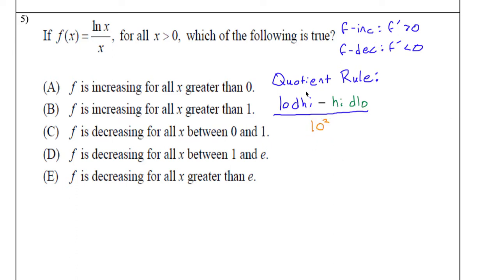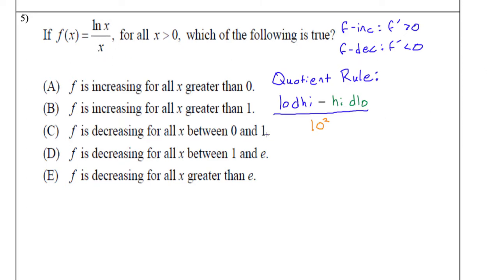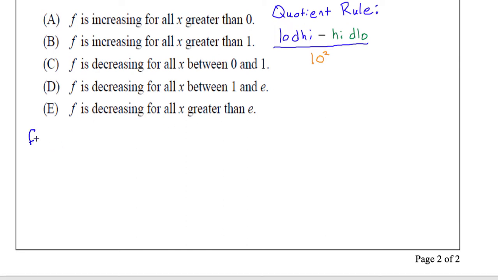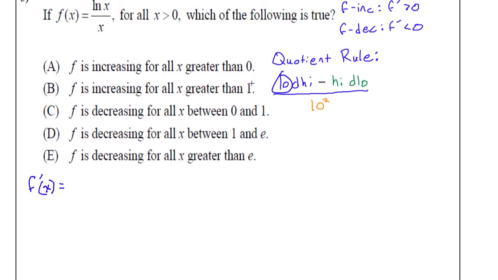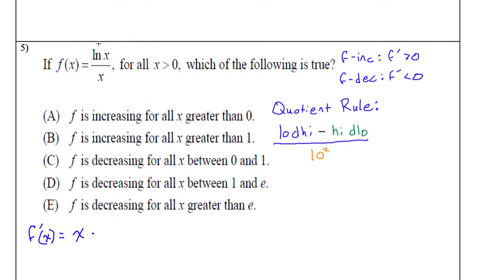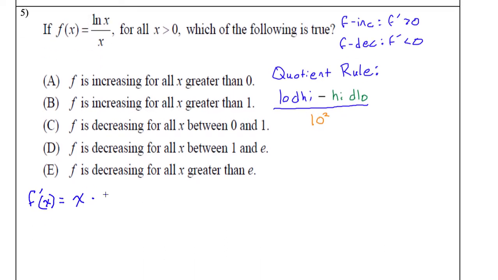So when I do that, my high is natural log of x. My low is x, so here we go. When I take the derivative, do I have room down here? I have plenty of room. So f prime of x is going to be equal to low. Low is just x, the denominator, times the derivative of the top. So times the derivative of log, which is 1 over the inner. The inner is just x, so 1 over x. And then I'm going to subtract using black.